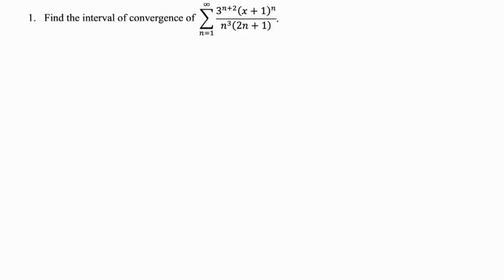Let's take a look. Number 1, we want to find the interval of convergence of the sum from 1 to infinity of 3 to the n plus 2, quantity x plus 1 to the n, over n cubed times 2n plus 1. I ran out of steam while I was reading that. Alright, so we're going to use a ratio test on this.